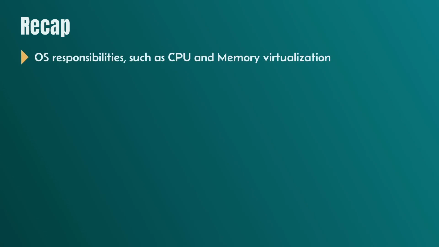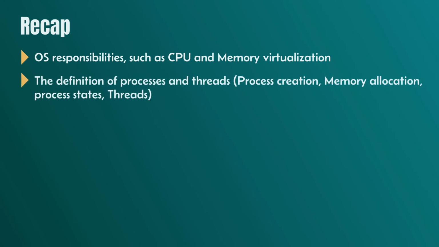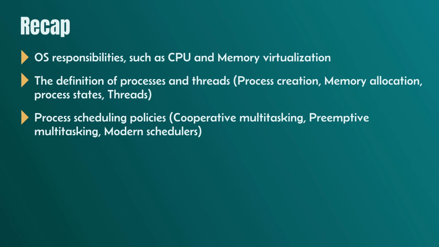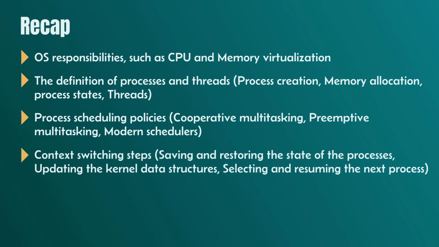In the last two parts we learned about operating system responsibilities such as CPU and memory virtualization, the definition of processes and threads, process scheduling policies, and finally steps of a context switch. In this part and the next one, part 4, we will explore the most important challenges of concurrent programming that every software developer should be aware of.